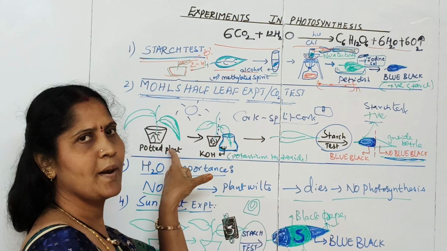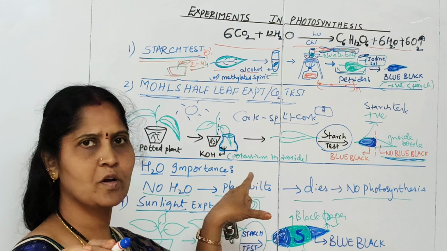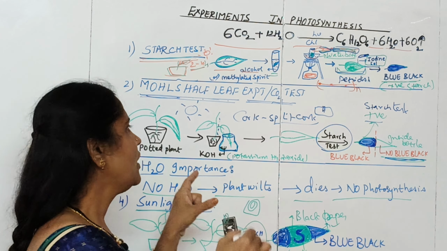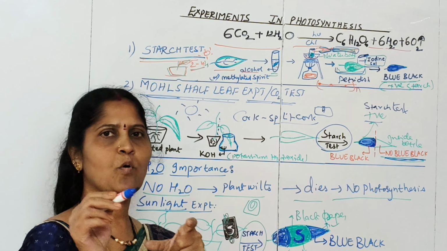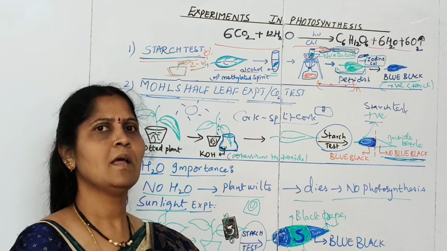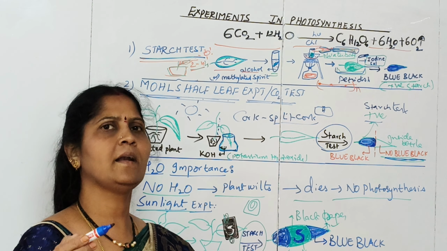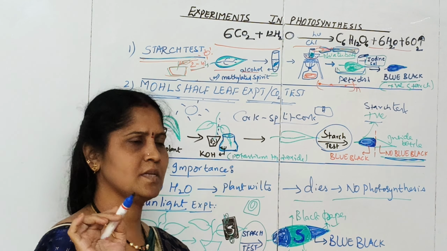We just take a plant and insert half a leaf into a bottle containing potassium hydroxide pellets, which will absorb all the carbon dioxide inside. After allowing it to photosynthesize, when you check the result, the portion of the leaf inside the bottle will not turn blue-black in color, whereas the outside one will turn blue-black. So this indicates that the presence of carbon dioxide is really essential for photosynthesis.